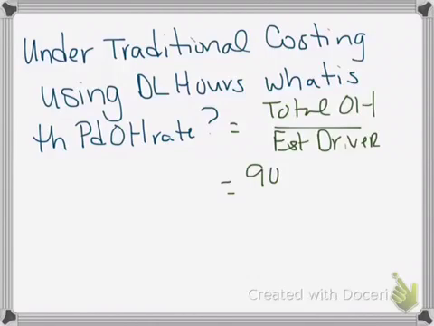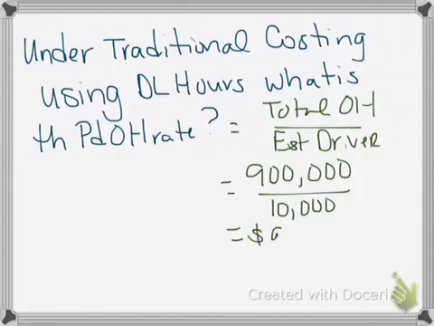So in this case, we would have that 900,000 divided by those 10,000 hours that we have. We would be basing what we have here on these total numbers underneath that traditional system. And that would give us around $90 per direct labor hour, using that traditional system.